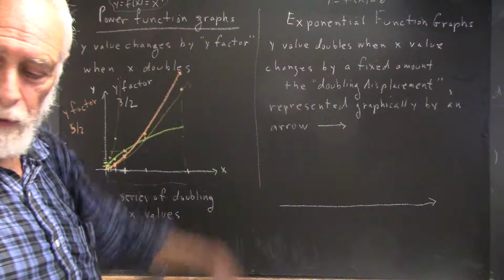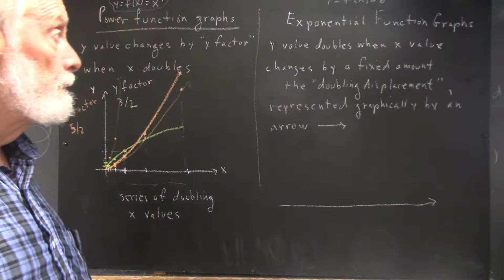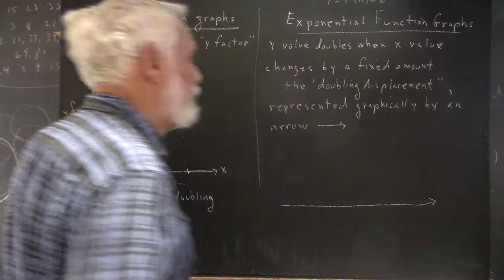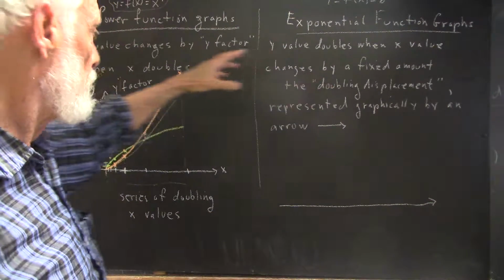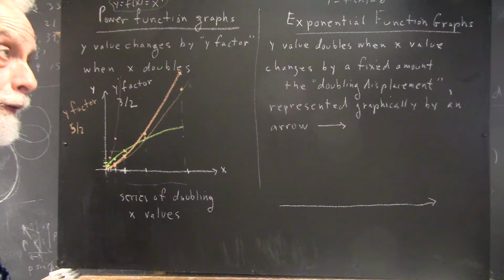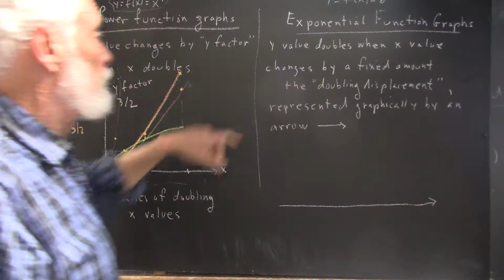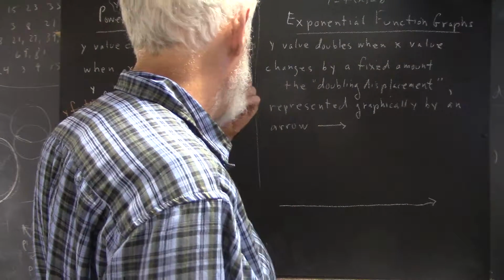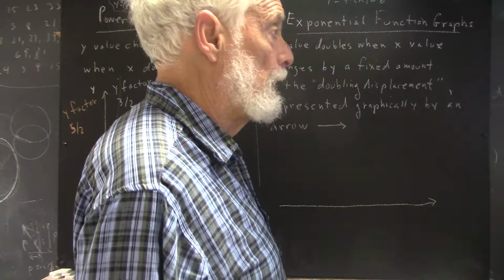Okay, we want to look now at the construction of a graph of an exponential function. The characteristic of an exponential function has certain similarities to the characteristic of a power function, but there's a significant difference. The y value is the one that doubles under certain conditions, and the condition is that the x value changes by some fixed amount.